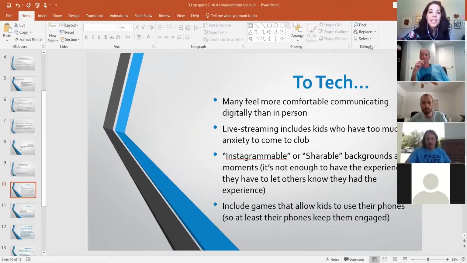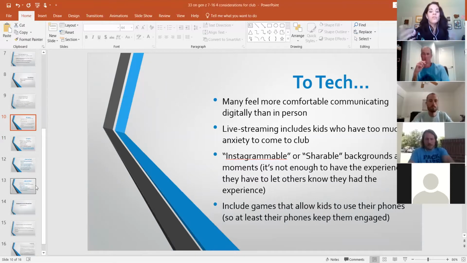So many kids, much of Gen Z, feels more comfortable communicating digitally through a phone than in person. That's just who they are. So live streaming includes kids that have too much anxiety to come into club. I think some of us have seen that in our campaigners over Zoom. Kids can come in, they can turn off their video and they can turn off their microphone and they can come, but they may not be as courageous to drive to someone's house or somewhere to go to campaigners.